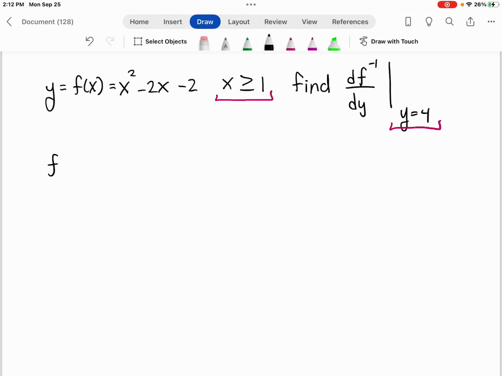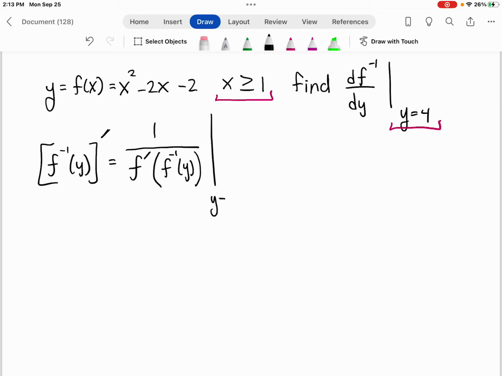So the trick that we learned in this section is, if I want to find the derivative of the inverse, I find the derivative of f, take the reciprocal, and then plug in my inverse. However, in this example, we have to specifically evaluate it at y equals 4, which means I'm going to plug this in here.